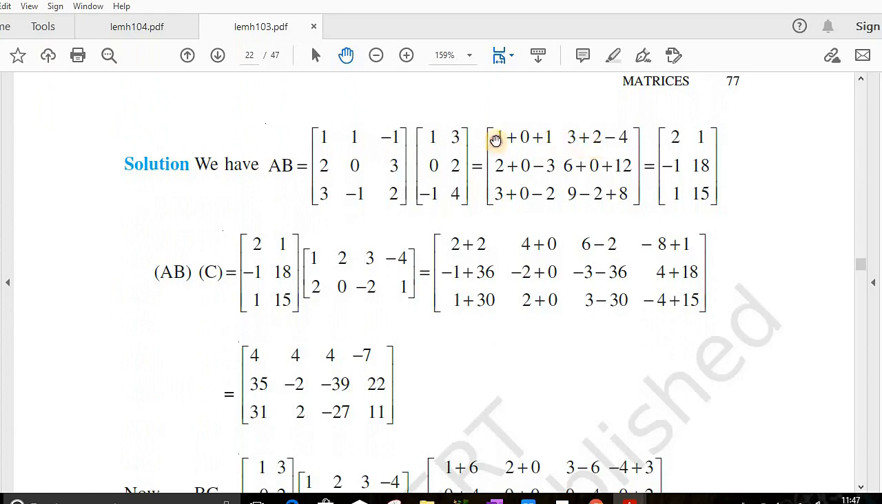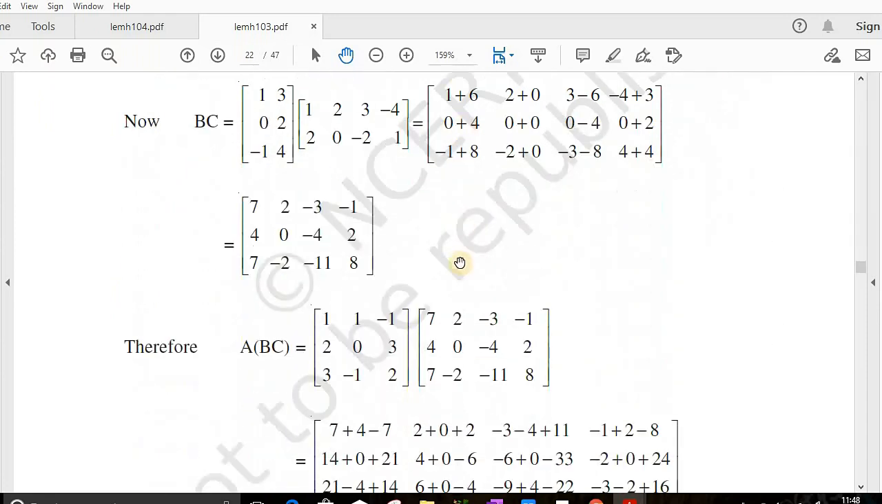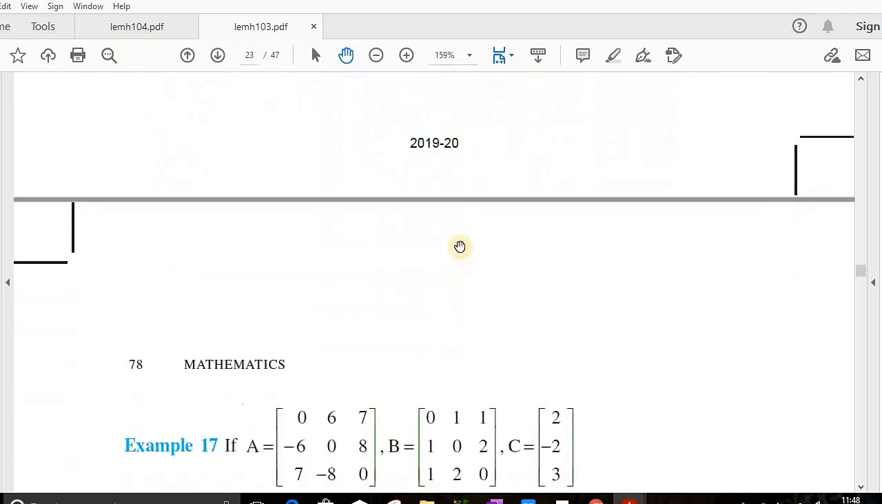Okay, the second element is 1 into 3, which is 3, plus 1 into 2, which is 2, plus minus 1 into 4, which is minus 4. For the 2 1 position, we have to multiply the second row with the first column. So this is 2 into 1, which is 2, 0 into 0, which is 0, 3 into minus 1, which is minus 3. So this is the thing. This is how things are done.